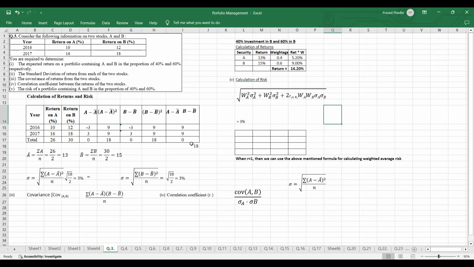So here you have A minus A bar into B minus B bar. This whole calculation, I'll just show you so that you will understand. This is 18 upon standard deviation of A is 3, B is also 3. So this is 18 divided by 3 into 3, in short, 18 divided by 9. So how much will be covariance?